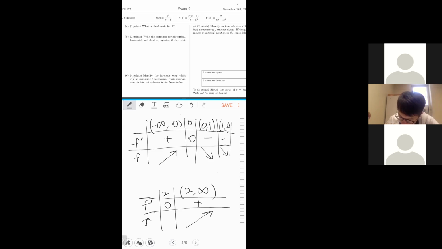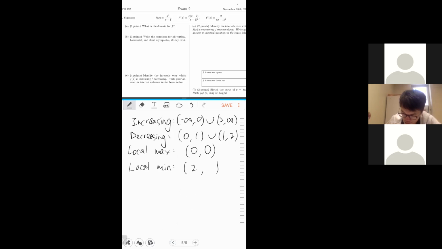Local min occurs at x equals 2. So the x coordinate is 2. And to get the y coordinate, again, you plug that into the original function. That gives you 4. Questions?